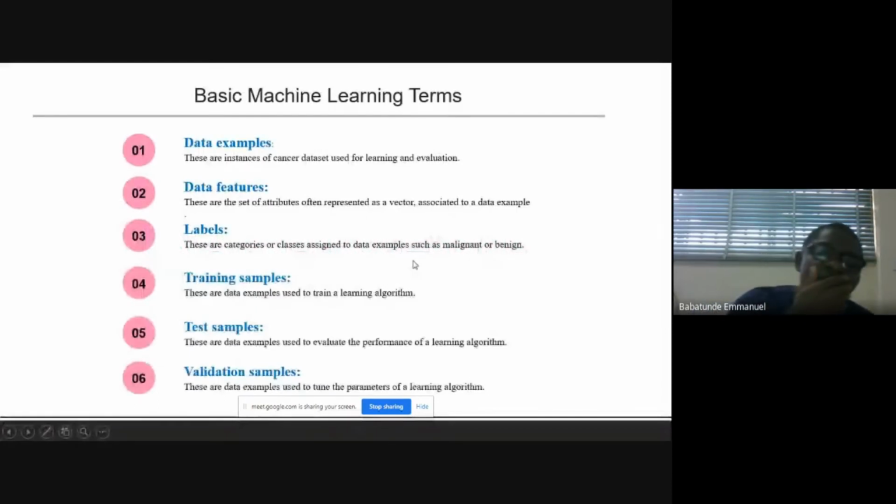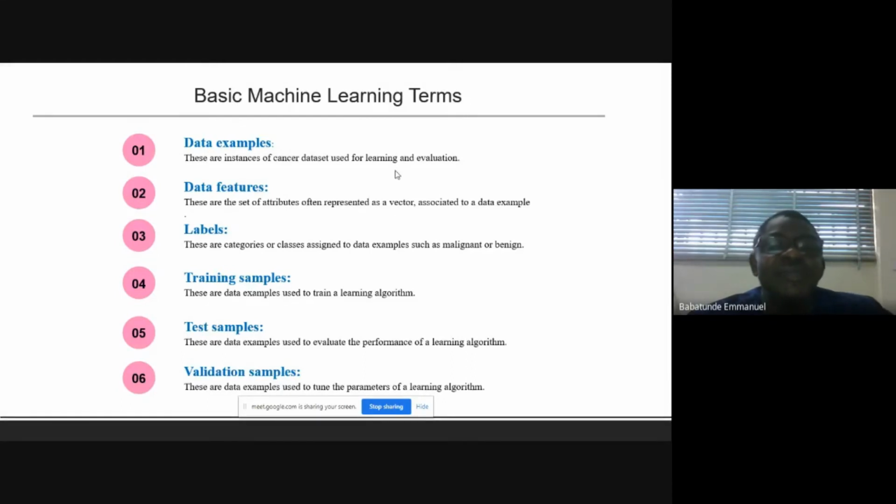Before delving into that, I think I should try to define some terms, basic terms of machine learning, so that we can facilitate our understanding of what we are going to do next. Now, data examples. These are instances of the cancer data set used for learning and evaluation. It's simply our records, all the records that we have in our data.